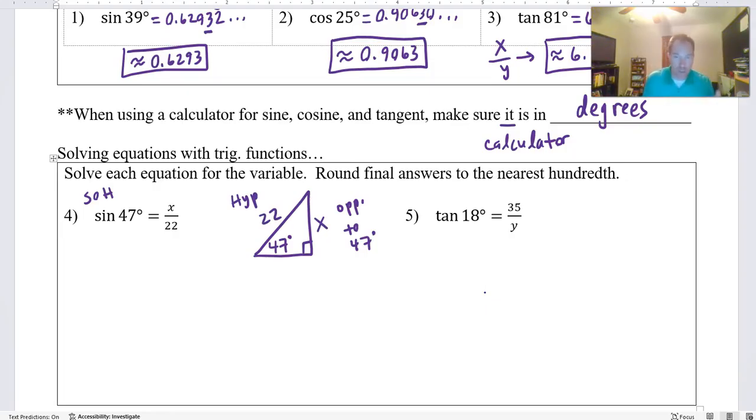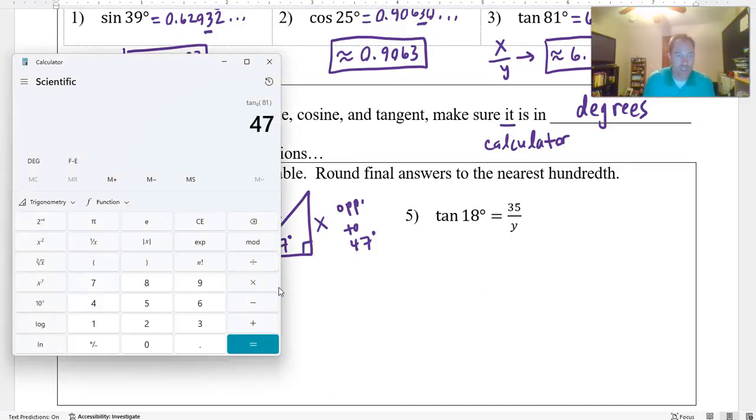So maybe I write down this equation. Okay? Well, I can go to the calculator with the sine of 47 degrees, and I can say, all right, what is the sine of 47 degrees? My calculator tells me, again, I'm going to go to 4 digits, 0.73135.